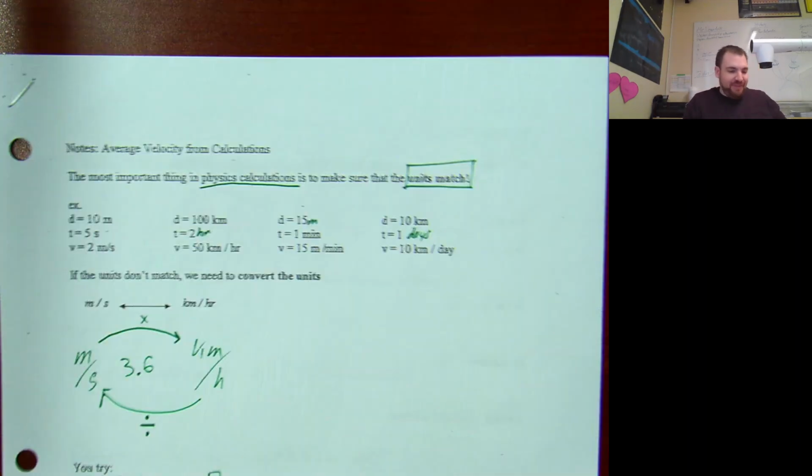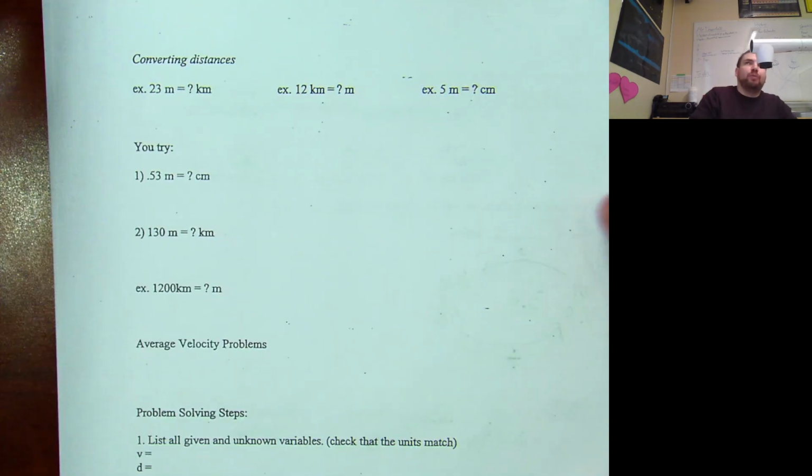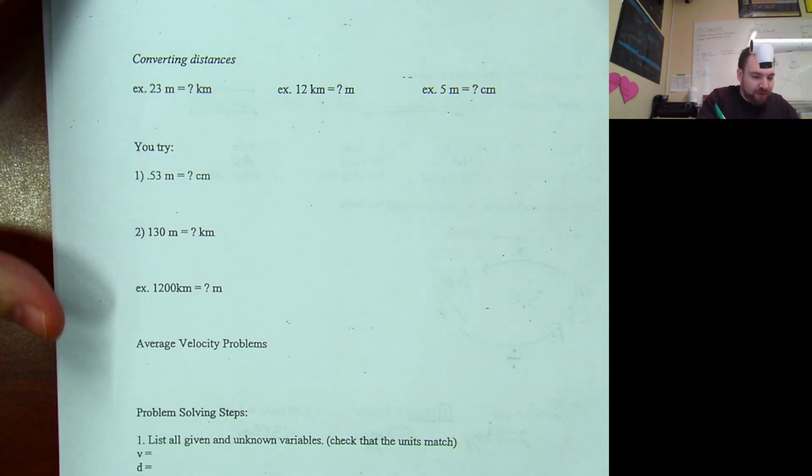Flip the page. If those are easy, great. Distances, these are conversions. These are arguably easier conversions. Going from meters to kilometers and kilometers to meters, meters to centimeters. This is something you've already done. I hope this is relatively straightforward.